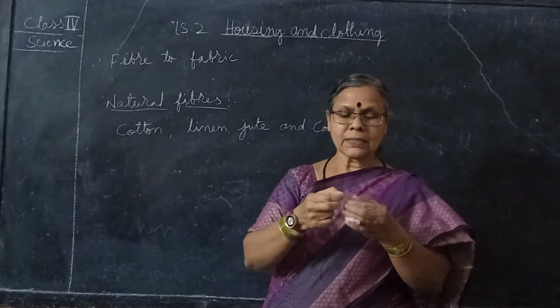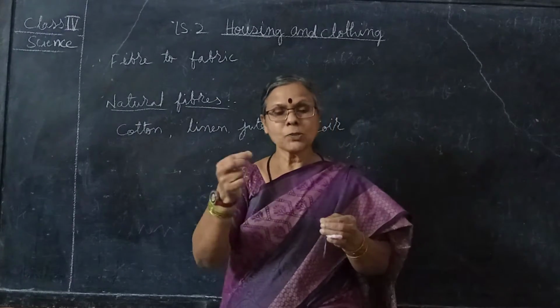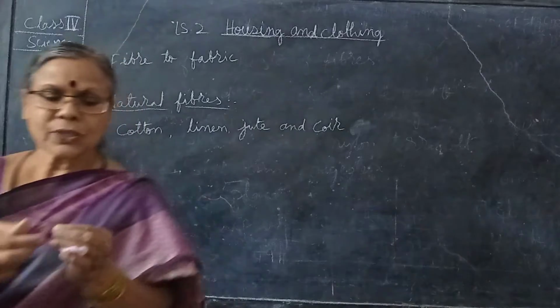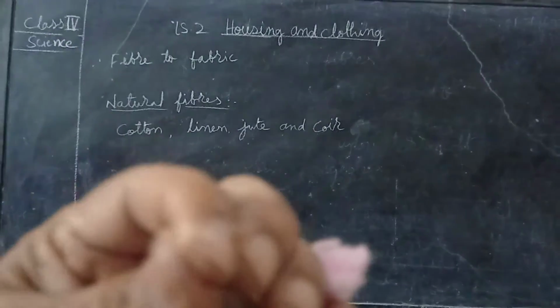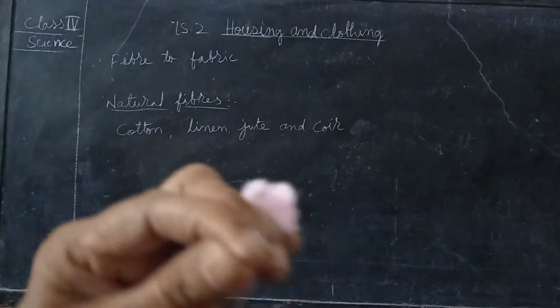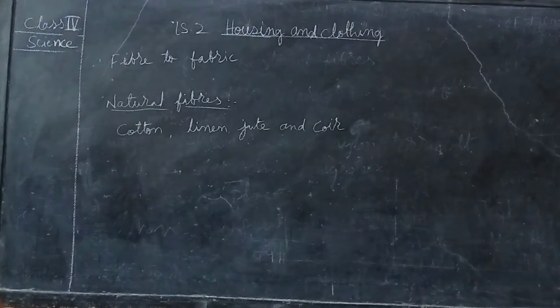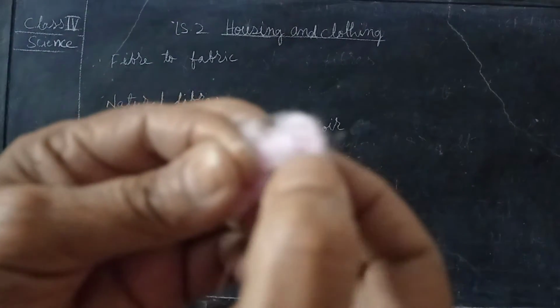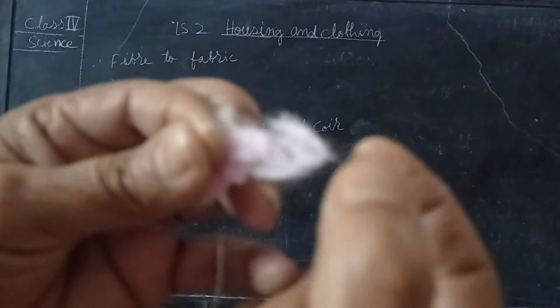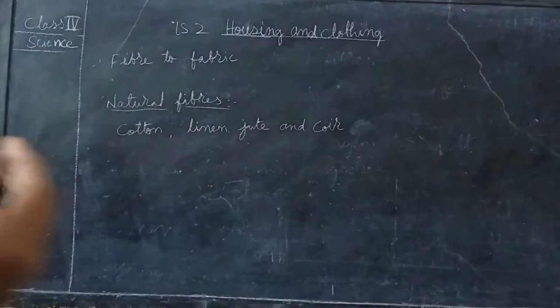Fiber means, you can see, these small thread-like structures. You can see these are the fibers. You can see even the cotton has a straight-line structure. These are all called fibers.